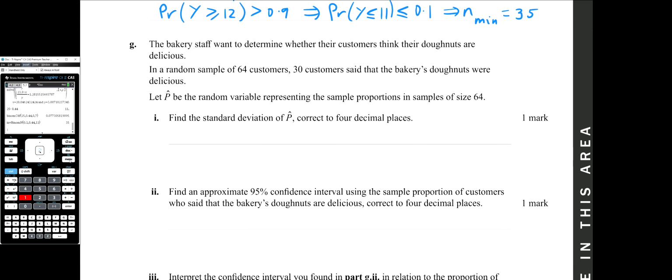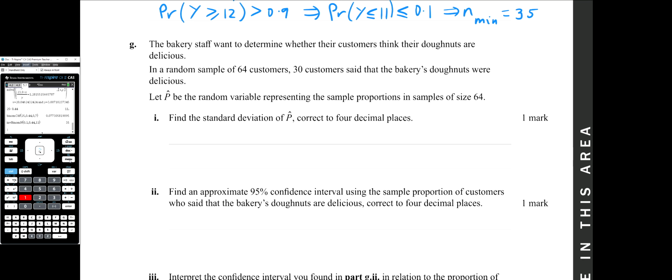Alright, so the bakery staff want to determine whether their customers think their donuts are delicious. In a random sample of 64 customers, 30 customers said that the bakery's donuts were delicious. So let P hat be the random variable representing the sample proportions in samples of size 64.